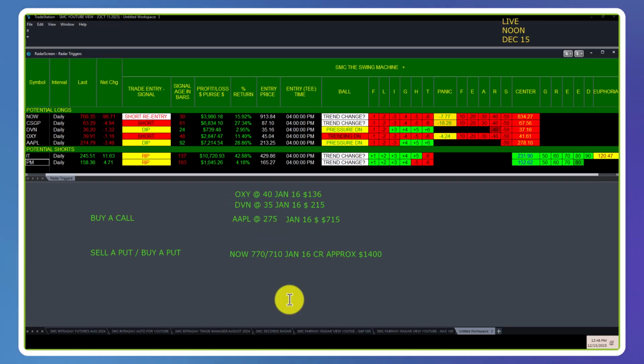I like that. And then now we want to be long, but they're very pricey. Like to get a call at the money on this thing is like $3,000. I don't want to do that. So we'll sell a 770, buy a 710 put. We're directionally long. January 16th, we get a credit of 1,400 and let it accrue.